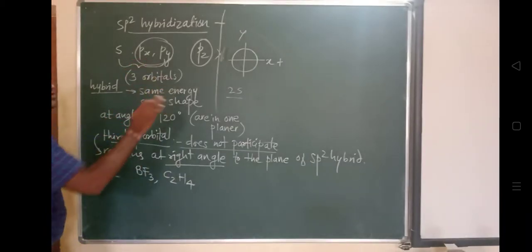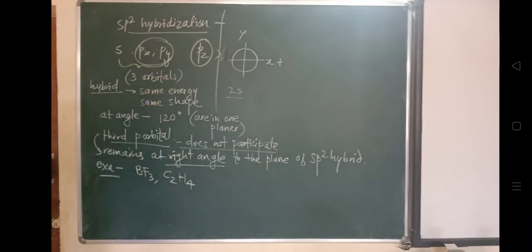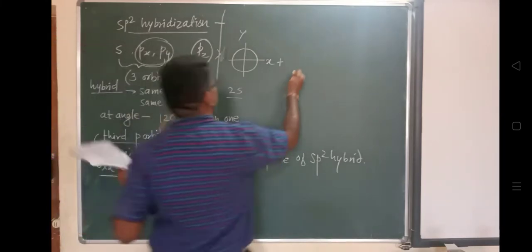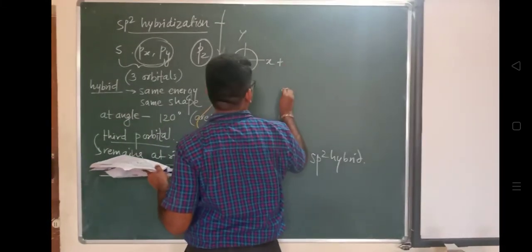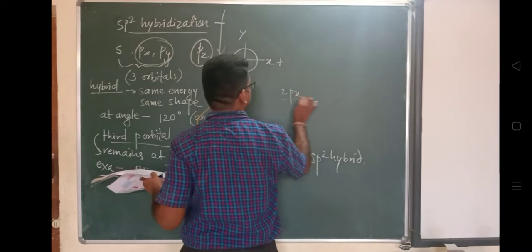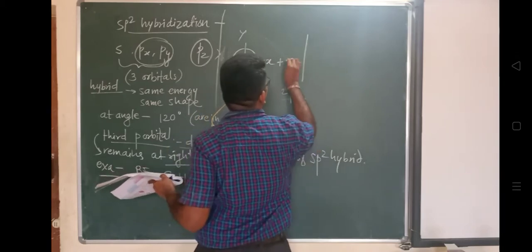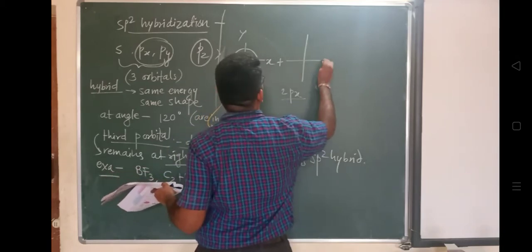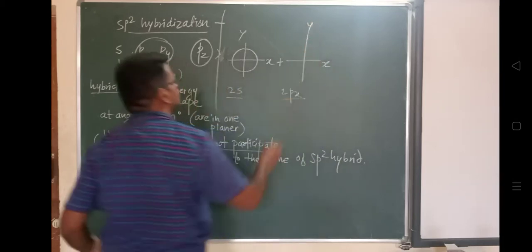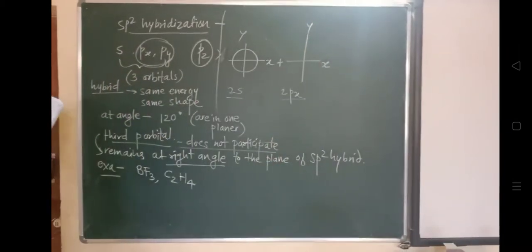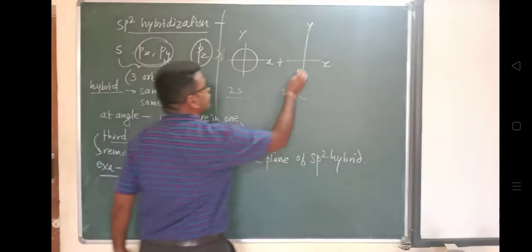So how will we represent this 2px orbital? Suppose this is the x axis and this is the y axis. How do we represent the 2px orbital? One lobe will be on the positive x axis and one lobe on the negative x axis. I can show it here like this. So suppose this is the 2px orbital.